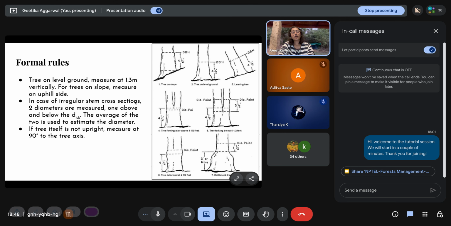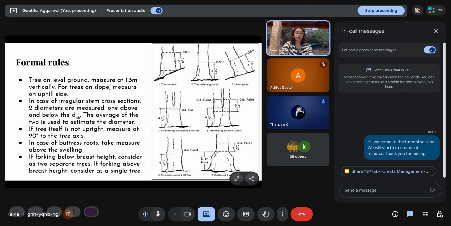Then, in case of buttress roots, for example, here you have buttress roots, so you should get the diameter above the swelling. Even if the buttress roots are still at breast height, you should take the diameter even above that to get the correct measure.